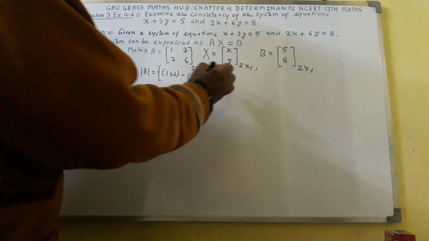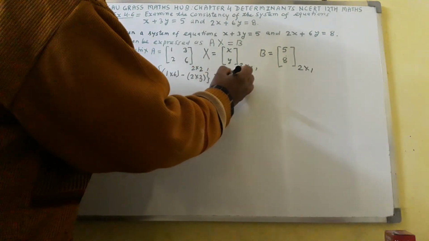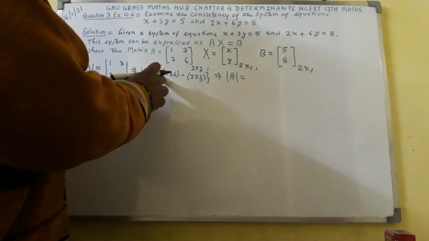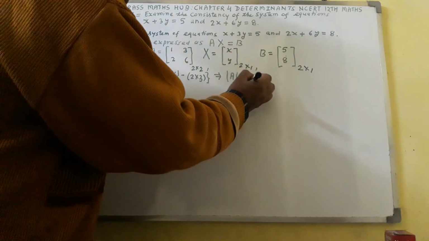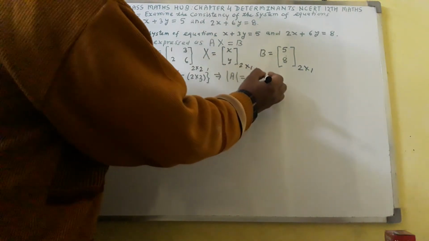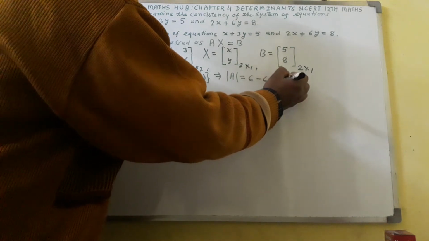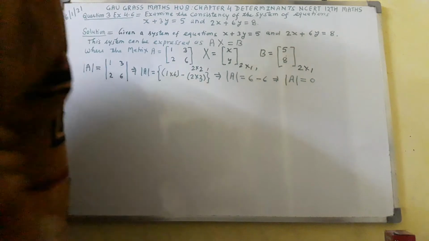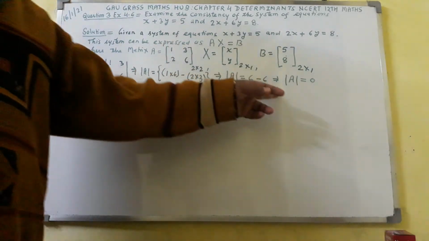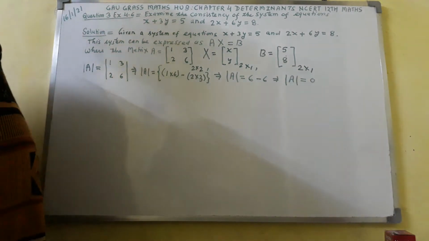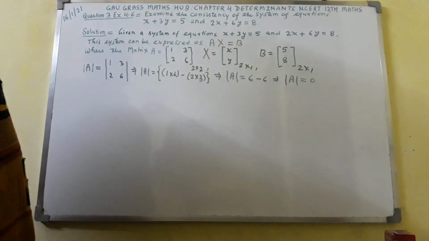You will get here implied that determinant of matrix A comes out to be, here you can see 1 will multiply to 6 comes out to 6, minus 3 will multiply to 2 comes out to 6. So you will get here determinant of matrix A comes out to be 0. So here you have got determinant of matrix A as 0. What will we do next in this case?